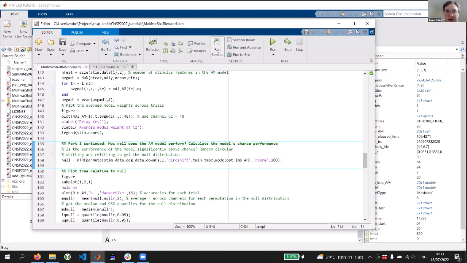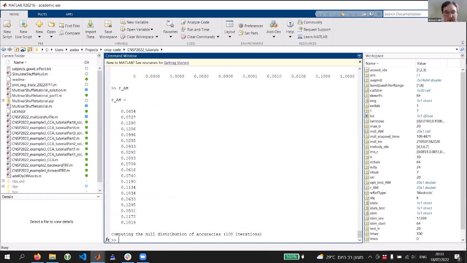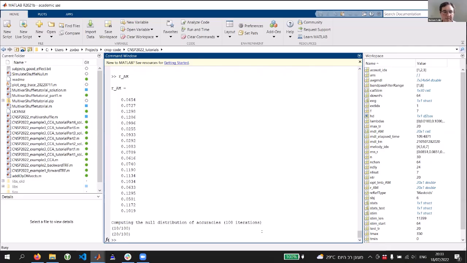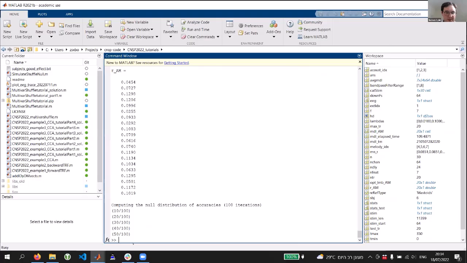Let me just run it so that you can see. What I'm doing is 100 iterations. It takes a little bit of time to run. It'll take longer if you work with more iterations. But for each of these iterations, I take the stimuli, randomly shift them in different directions, and refit the model, and that'll give us the null distribution.